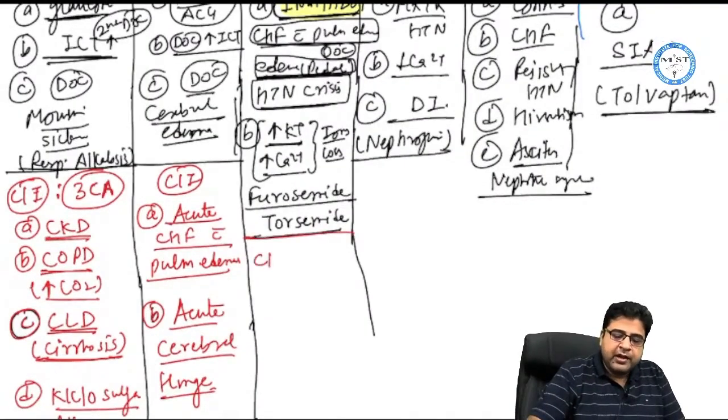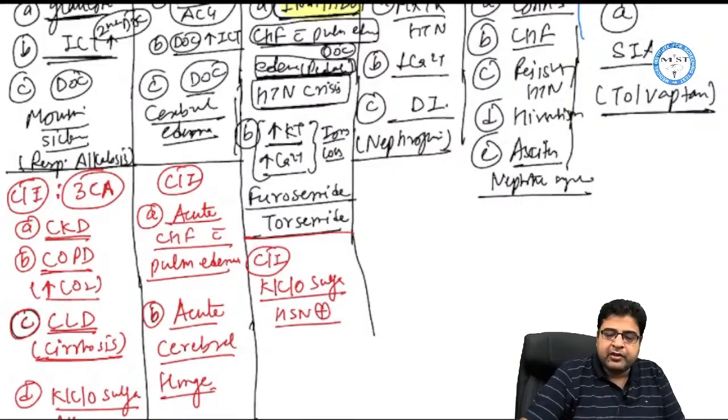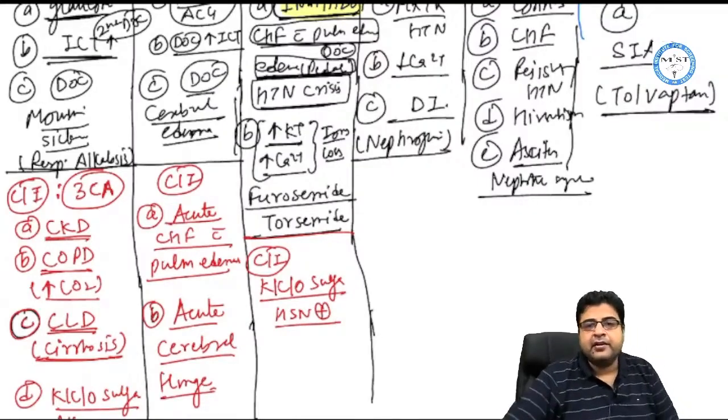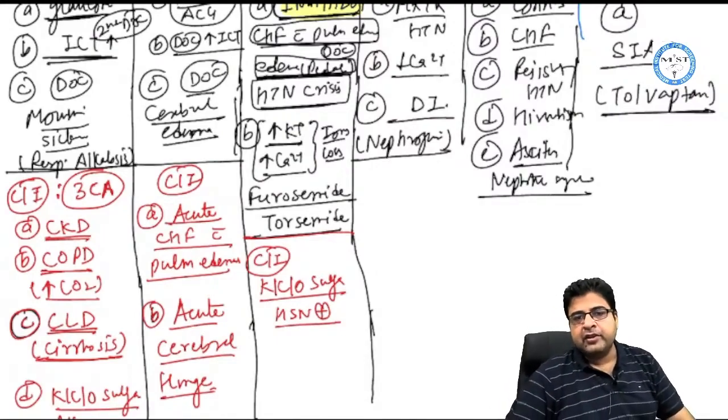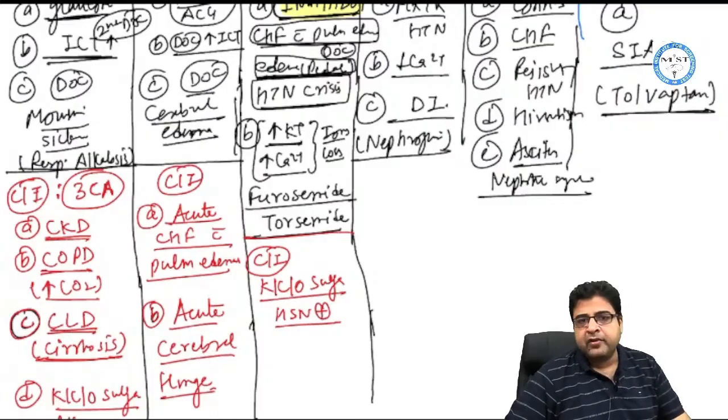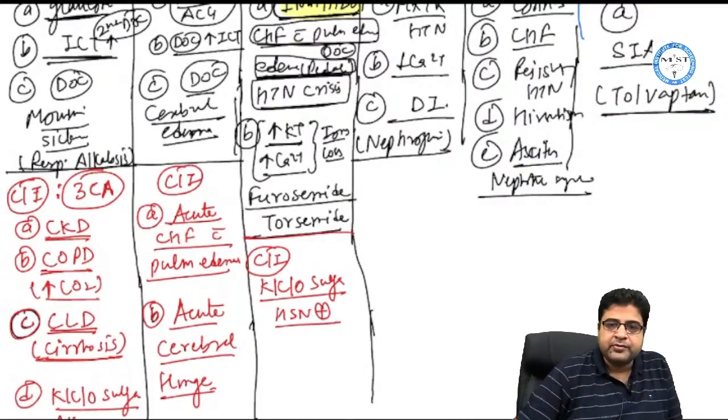And what is the contraindication of this medicine? The contraindication is only one. If the patient is allergic to sulfur drugs, these medicines are contraindicated in those patients. Otherwise, these medicines are wonderful drugs to be used.